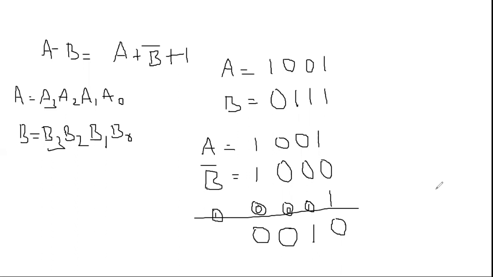In this subtraction, if any carry occurs, we are ignoring it. In the 1's complement subtraction we add the carry to the LSB bit, but in the 2's complement form, whatever carry we got is ignored. What is the A we have taken? A is 9 and B is 7. What is 9 minus 7? 9 minus 7 is 2.